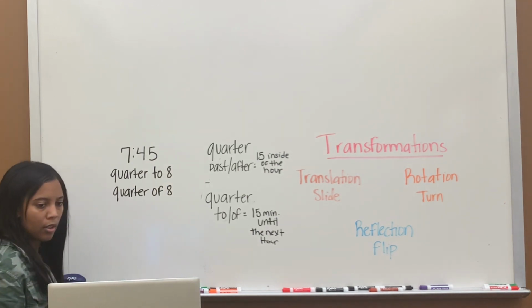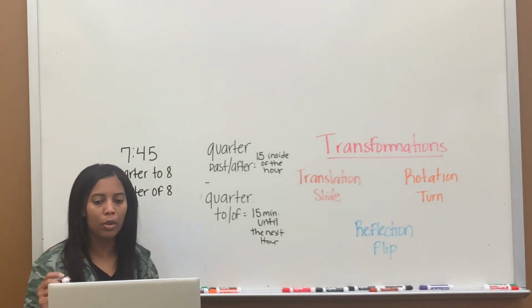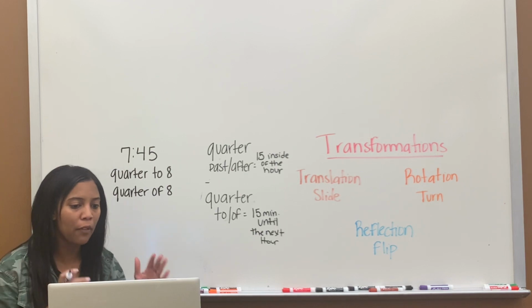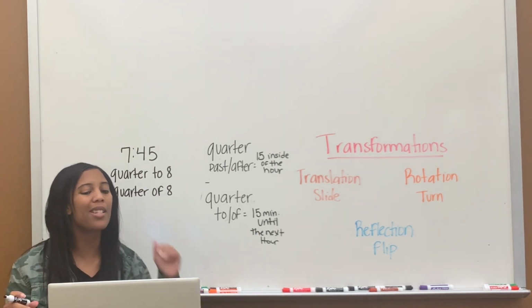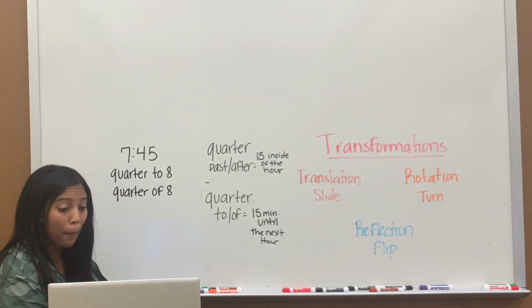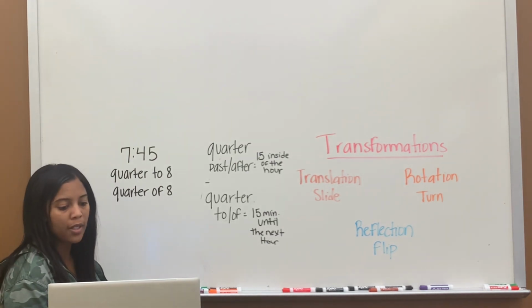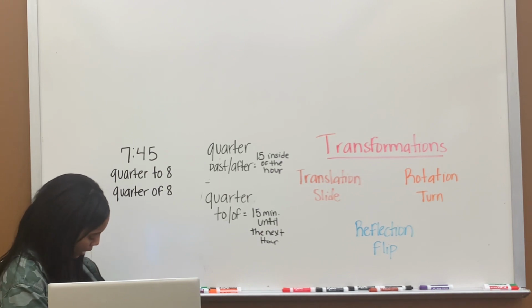Quarter to and quarter of. Yes. So quarter to and quarter of means it's 45 minutes, and then it's also 15 minutes until the next hour. All right, so let's go to the back of this page. We're on the same page, just flip it to the back. We have some more clocks on the back.